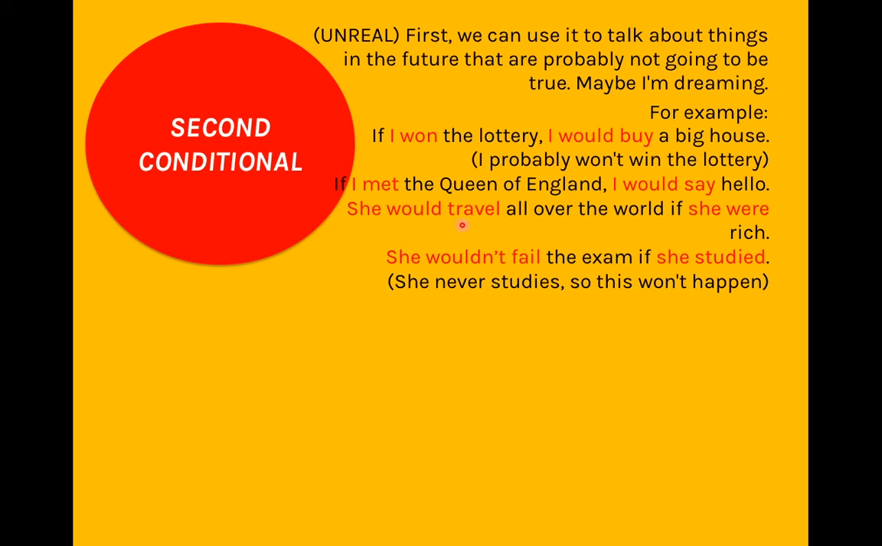Which one is the condition? If she studied. But we have something here telling us that she never studies. She is a very bad student as well. So she's going to fail the exam. If she studied, she wouldn't fail the exam. But we know that she doesn't study, so the condition is unreal, and the result is also unreal, so we express it with would plus the infinitive of the verb.